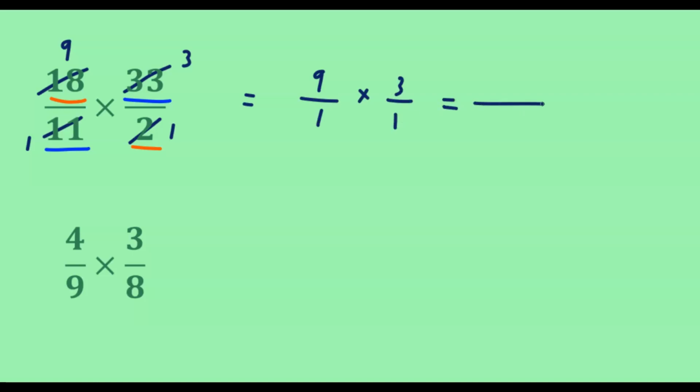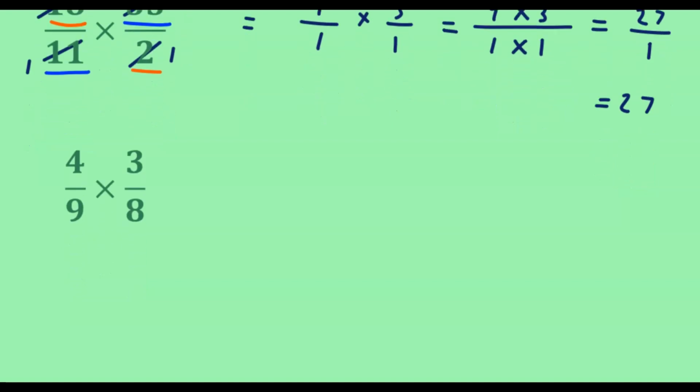So we write the fraction line. In the numerator, we multiply the numerators of the original two fractions. And in the denominator, we multiply the denominators of the original two fractions. So we have 9 times 3, which is 27, divided by 1 times 1, which is 1. And 27 divided by 1 is 27. So this is our required answer. That is 18 over 11 times 33 over 2 is equal to 27. Let's have a look at our next problem.